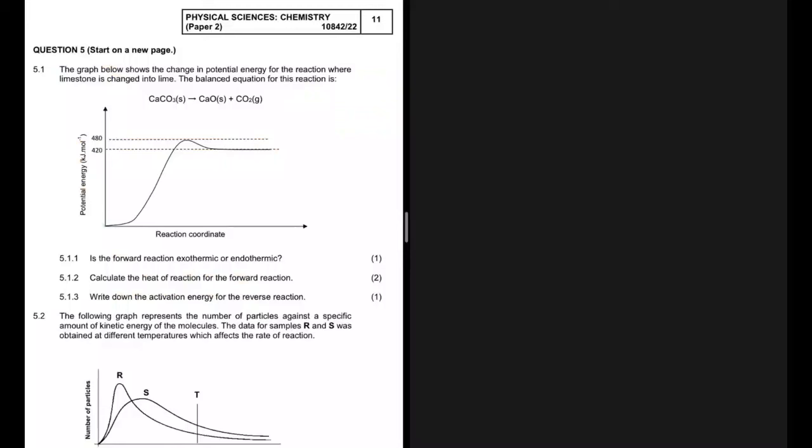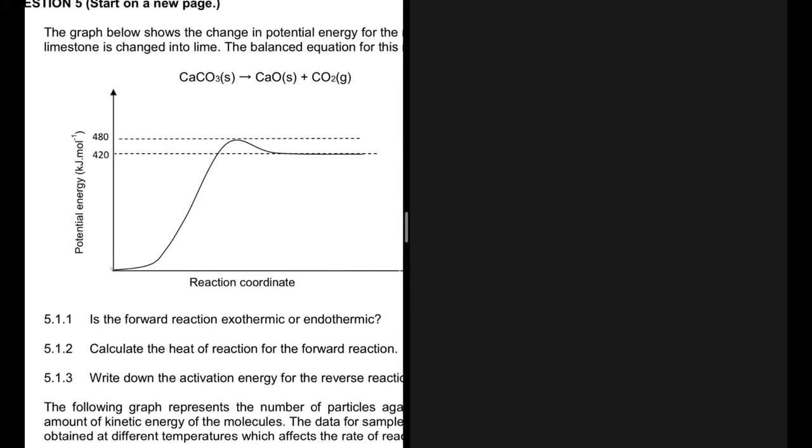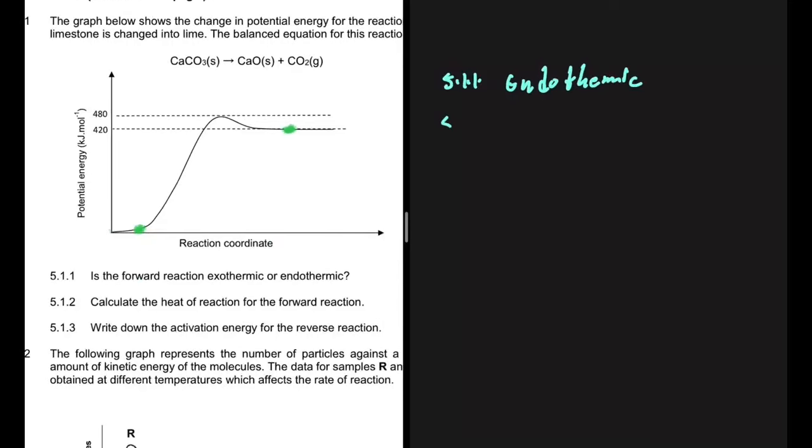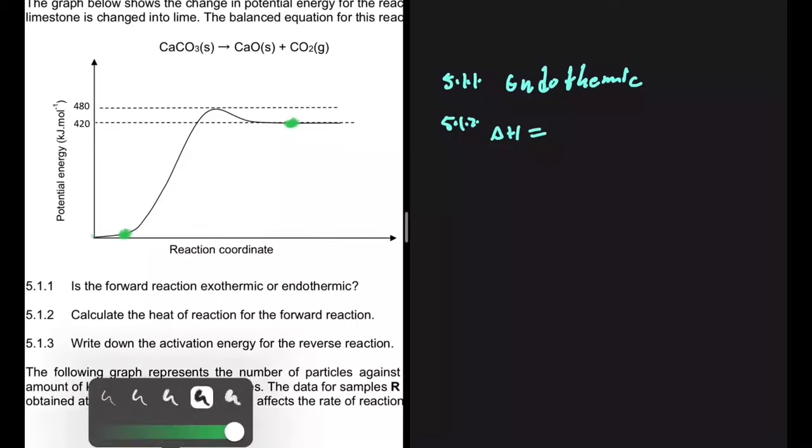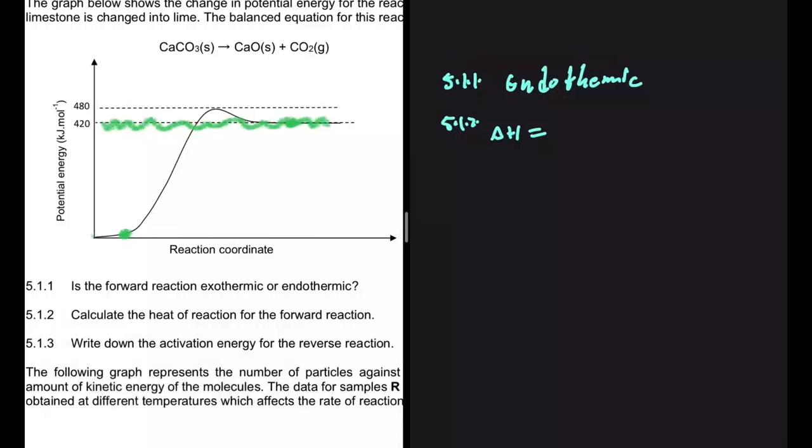It is actually easy to see that the forward reaction is endothermic. The energy of the products is greater than the energy of the reactants. So the answer to 5.1.1, our reaction is endothermic. 5.1.2, calculate the heat of reaction for the forward reaction. So what is the heat of reaction, or the enthalpy change? It is the energy of the products minus the energy of the reactants. Let's look at the energy of the products first. Our products have an energy of 420 kilojoules per mole, while the reactants start with an energy of 0 kilojoules per mole. So our enthalpy change will be 420 minus 0, which is just equal to 420 kilojoules per mole. That is the answer to 5.1.2.